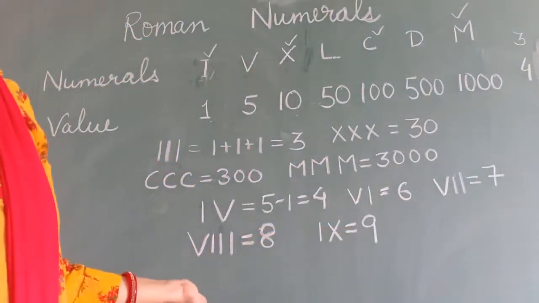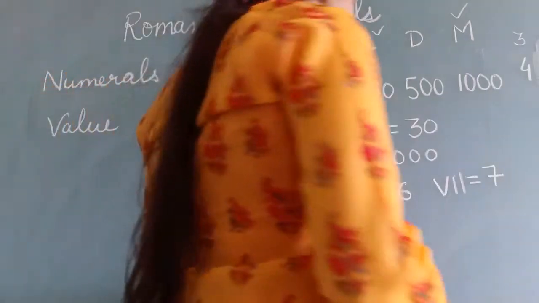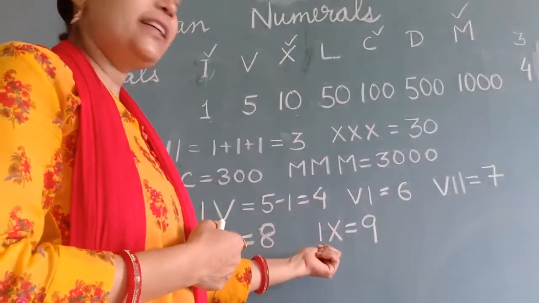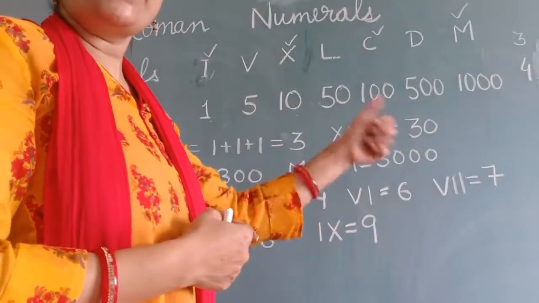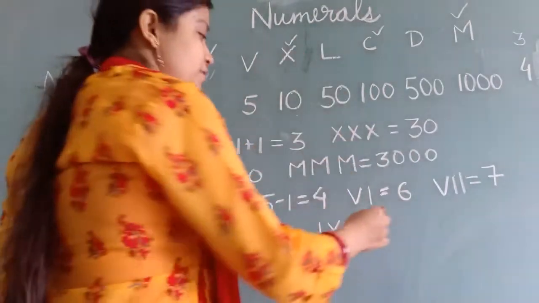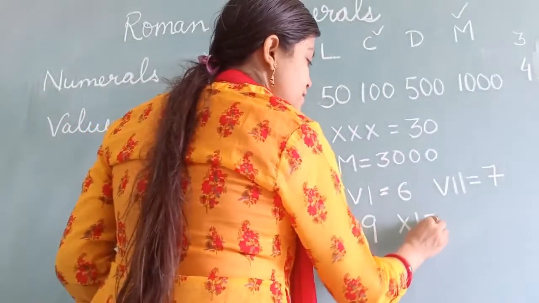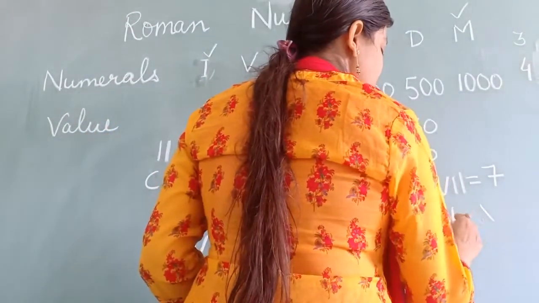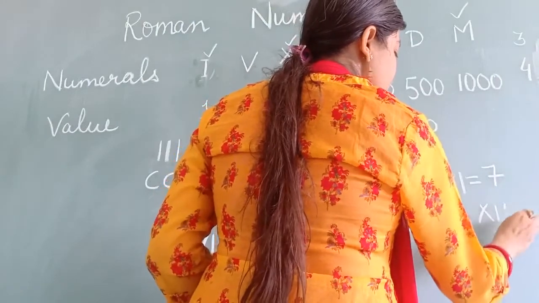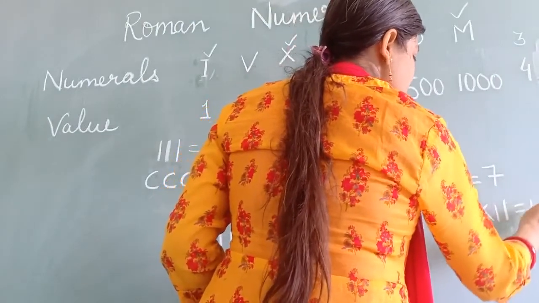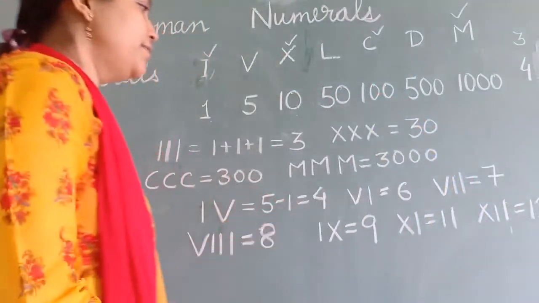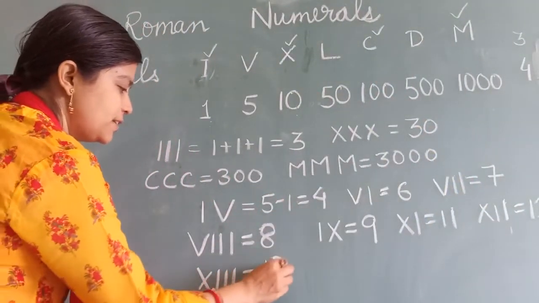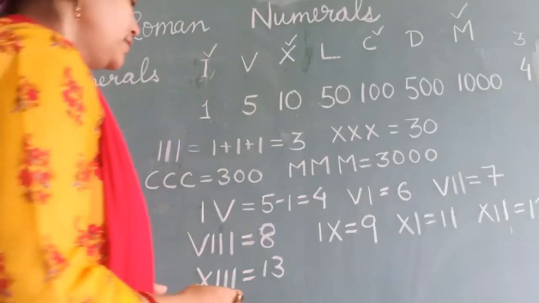11, how will you write? I think you are very smart, you know. Here we have to add 1. Here we are subtracting 1 from 10. For writing 11, we have to add 1 to 10. So 11 we will write like this. Okay. 12 we will write like this. This is 12, 2 times. 13 again, 3 times. This is 13.